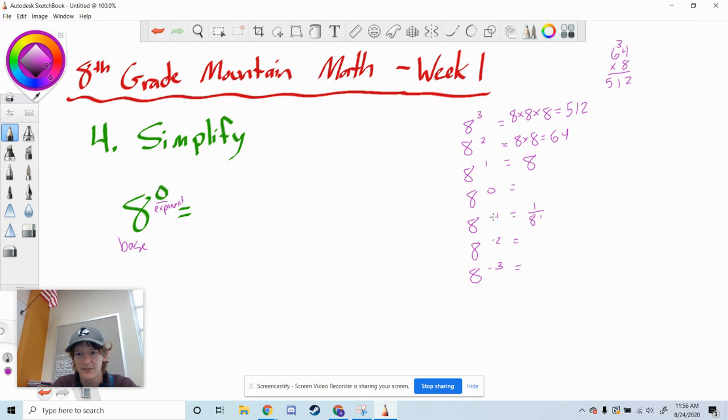If we have a negative exponent, we can just put that on the denominator. That means the inverse. That means we're going to have that on the bottom, which equals 1/8. Okay? The second one, this is 1 over 8 to the second power, which equals 1 over 64, which we figured out earlier. And this is 1 over 8 to the third power, which is 1 over 512.